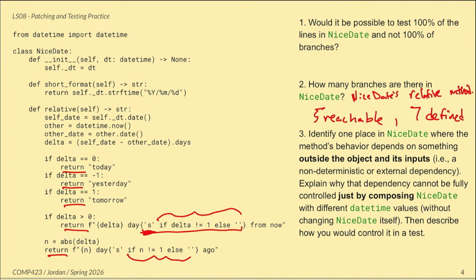All right, so let's talk about number 3. Identify one place in nice state where a method's behavior depends on something defined outside of the object and its inputs. So it's a non-deterministic or external dependency. Why that dependency cannot be controlled by just composing nice state with a different date time, and then how you would control it in a test in broad hand-wavy terms. Does anyone want to take a stab at responding to question 3? Let's try from middle to back of room.